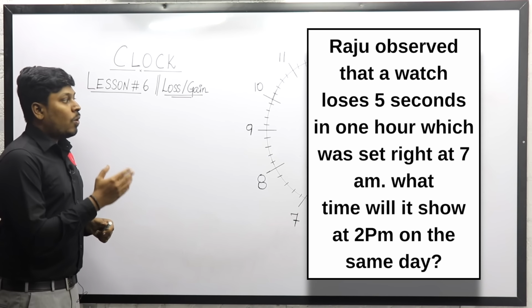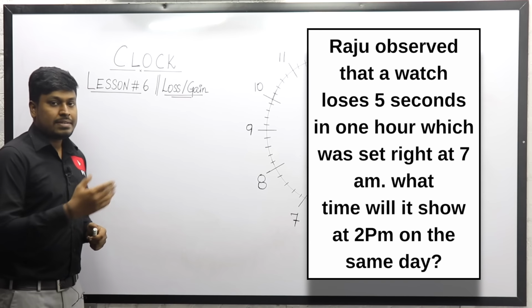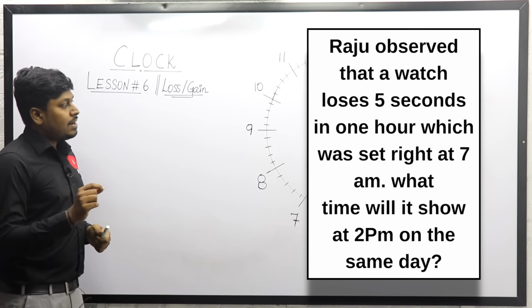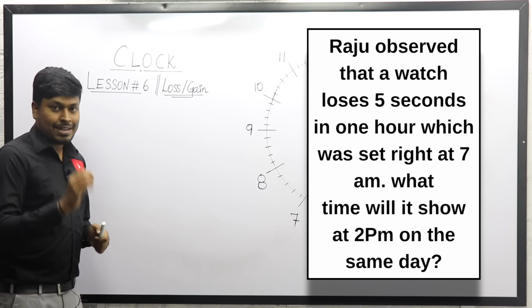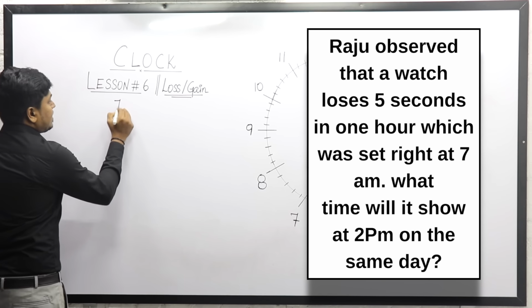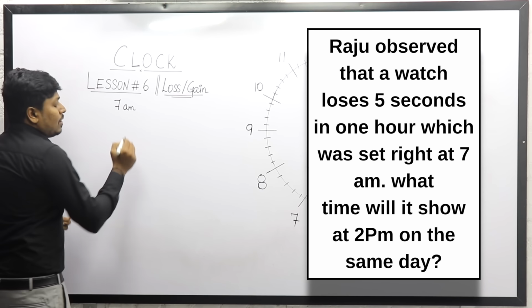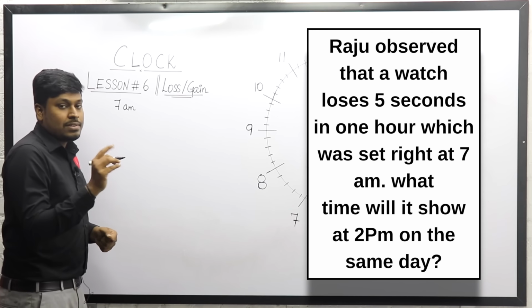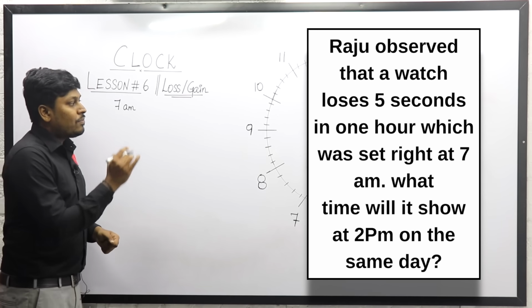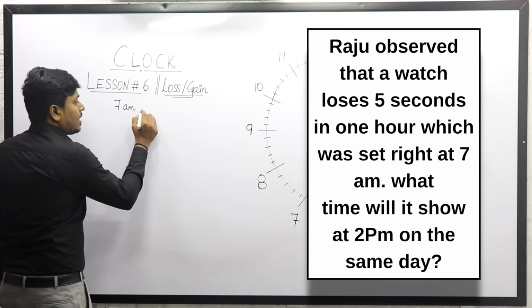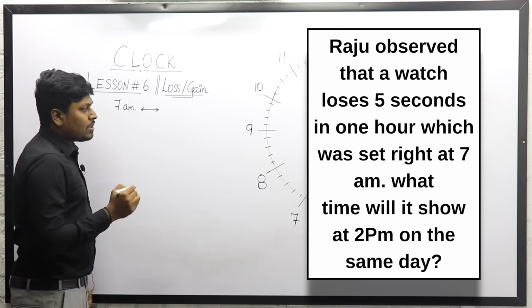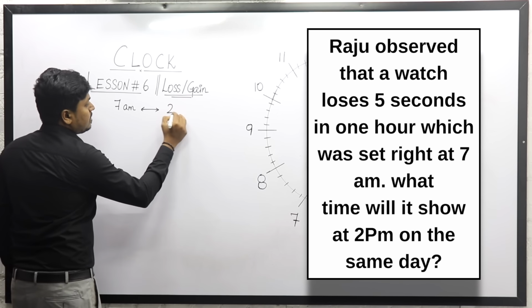7 a.m. What time will it show at 2 p.m. on the same day? So just listen here. The clock was set correctly at 7 a.m. After 7 a.m. the clock loses 5 seconds, not minutes, right? So 5 seconds for every 1 hour. Our target is to find at what time the clock will show 2 p.m.